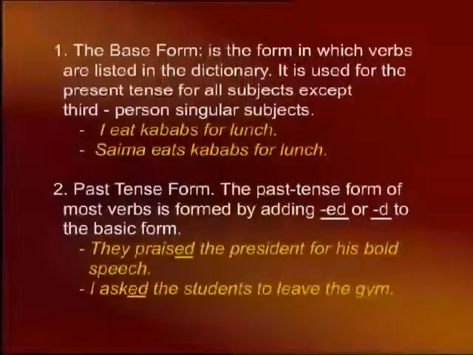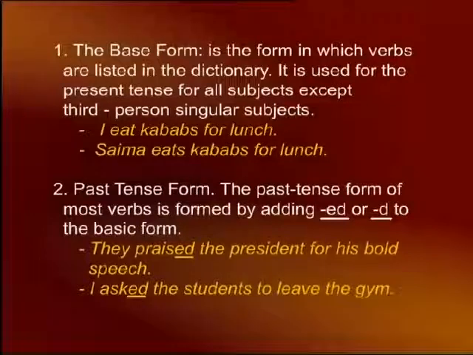Now, the four main parts of regular verbs. All the verb tenses come from one of the four main parts of verbs. These main parts are the base form, the past tense form, the present participle, and the past participle. We'll look at the base form first.